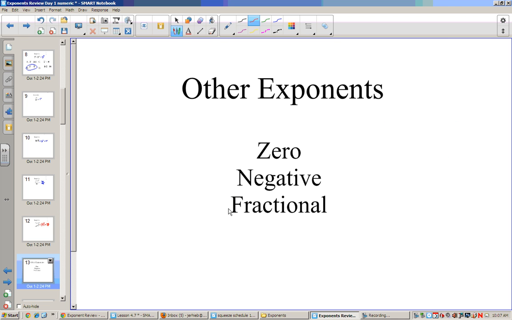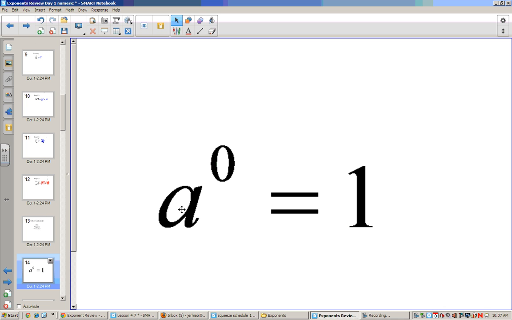All right, now we're going to get into a little bit trickier things with zero exponents, negative, and fractional. A to the zero is always one. So any value, say if I take negative 1 or negative 18 to the zero power, that's always going to equal 1.